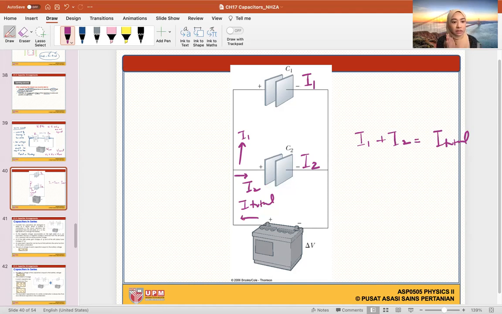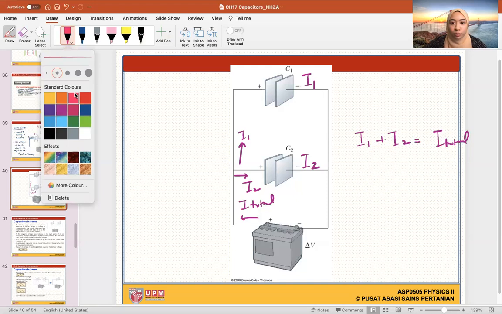This is a simple circuit. If you take EE or mechanical or engineering in general, you will see benda ni in more complex circuits. But this is just the intro. Okay, so I1 plus I2 is equal to I total. What about the voltage, right? So voltage, let's use a different color. I like pink, so let's go with pink.